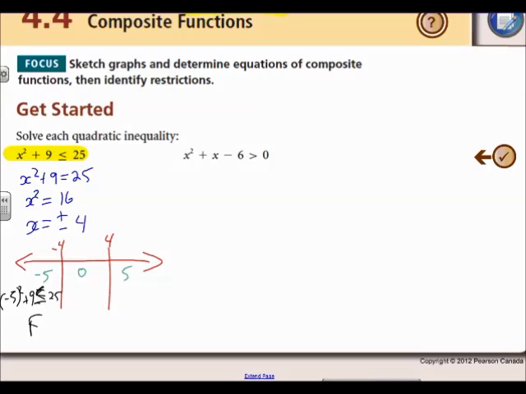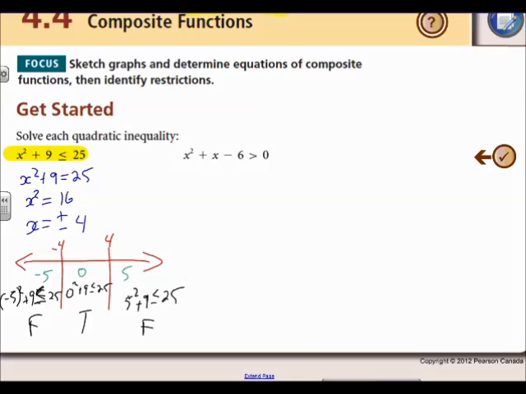That means it's not a solution set. Between the two, plug in a 0. 0 squared plus 9 less than or equal to 25. Yep, 9's less than or equal to 25. That's true. And same thing with 5. 5 squared plus the 9 less than or equal to 25. And again, 25 plus 9, that's more than 25, so that's going to be false.